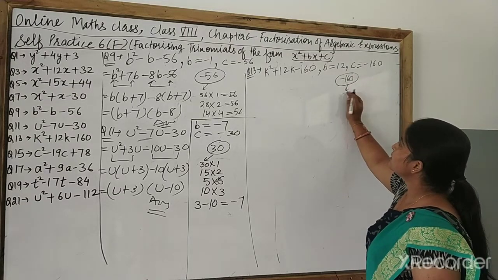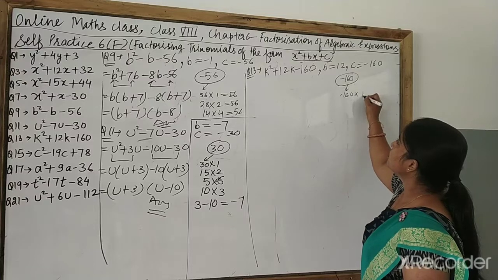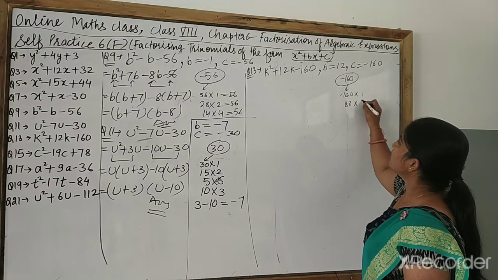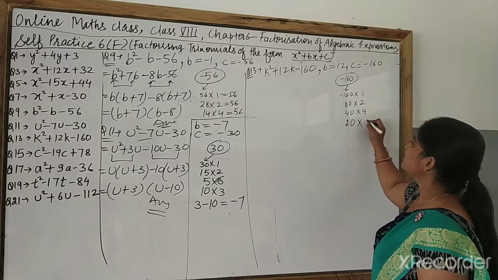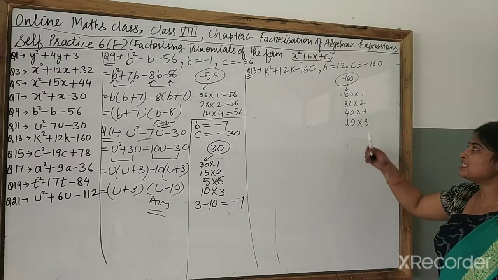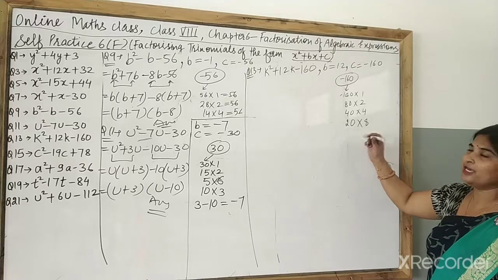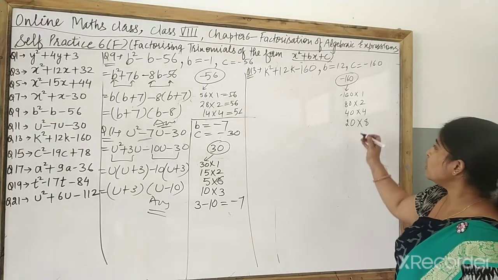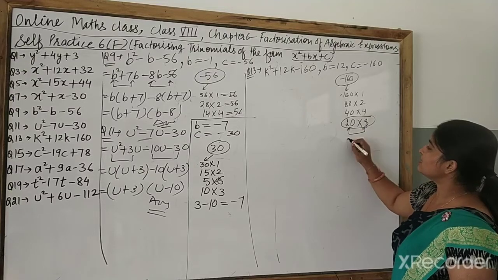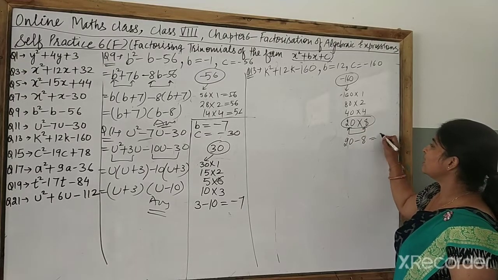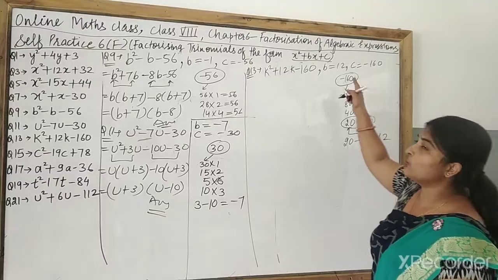Okay, 160 is 1 times 160, 80 times 2, 40 times 4, 20 times 8. So you can see that at 28, when I am writing here only, I have got the answer. Why? Because 20 plus 8 is 28 and 20 minus 8 is 12. So 20 minus 8 we are getting 12. That I am getting the value of b.